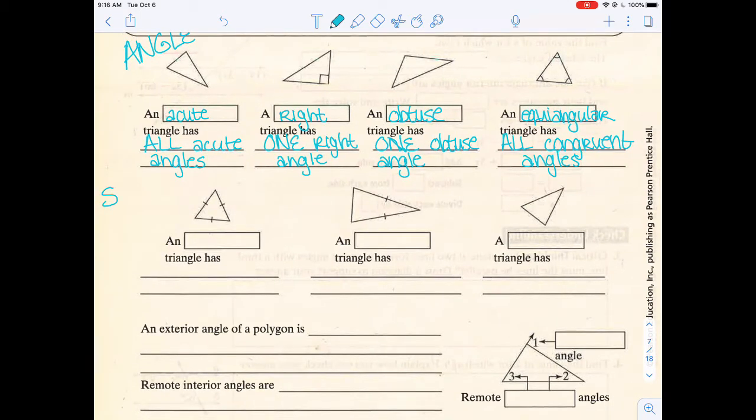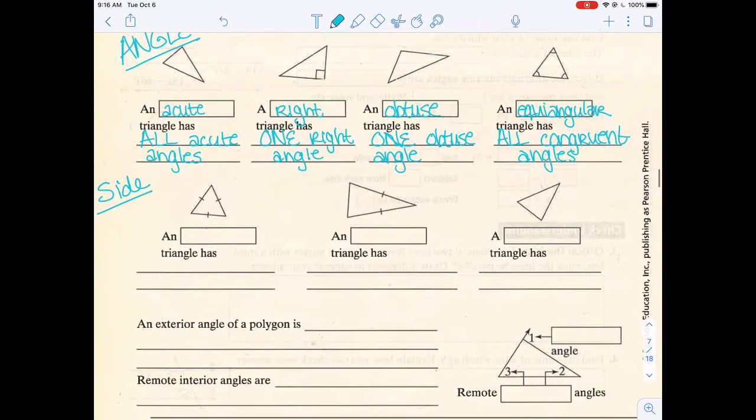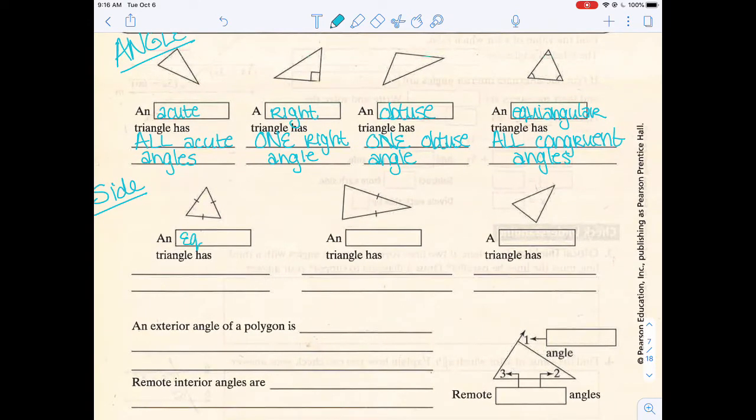Then you can also classify them by side lengths. Okay, so here we have an equilateral triangle. Okay, before it was equiangular, meaning equal angles. This one's equilateral, meaning equal sides. So all sides are congruent.